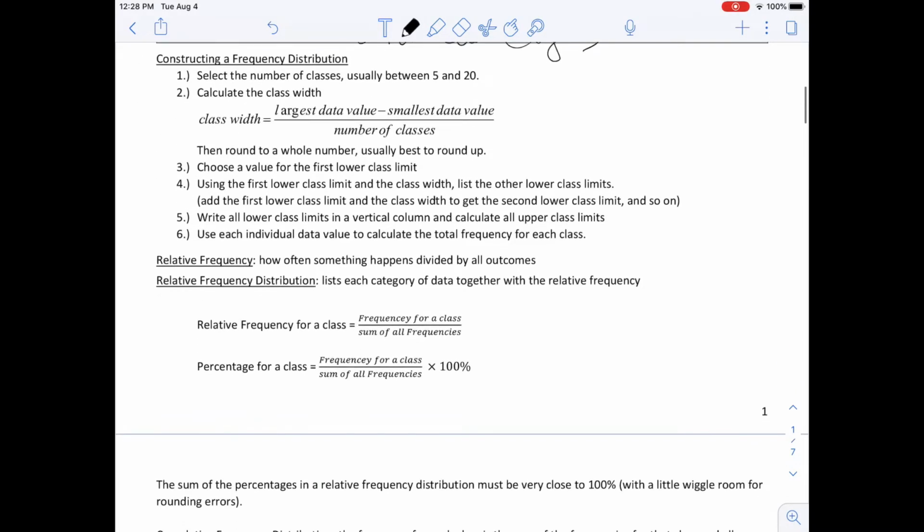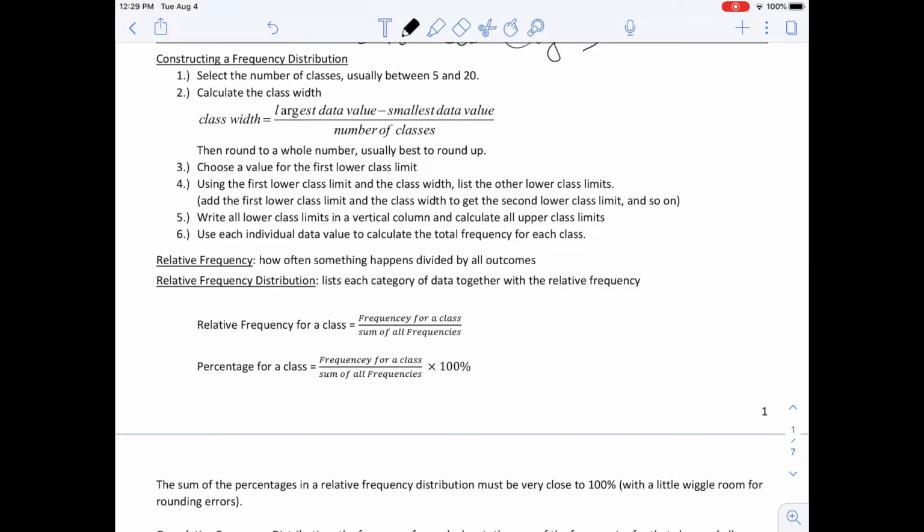The next thing we have here is constructing a frequency distribution. This is what you would use if you had to construct it on your own from your own data. The first thing we would have to do is select the number of classes, and this is usually between 5 and 20. Then we calculate the class width. To do that, we take our largest data value minus our smallest data value and divide by the number of classes that we want to have. Then we round to a whole number. It's usually best to round up.